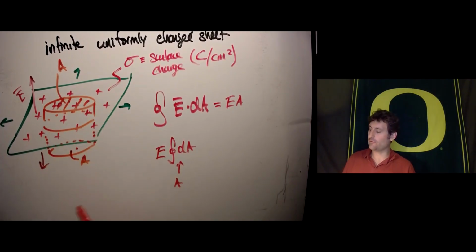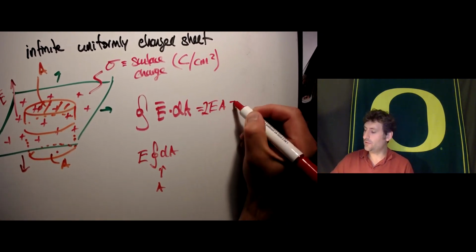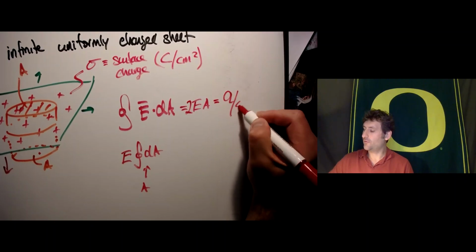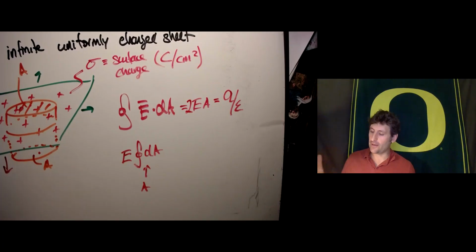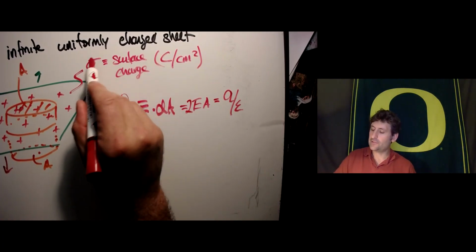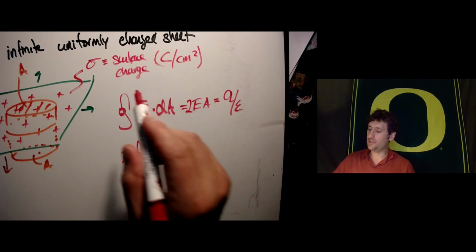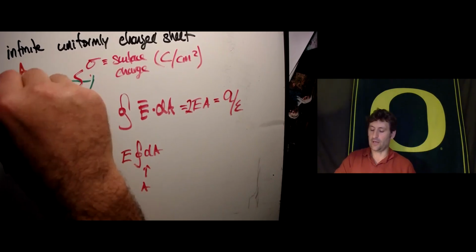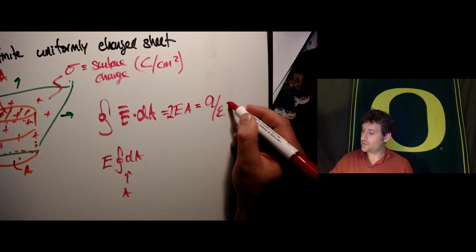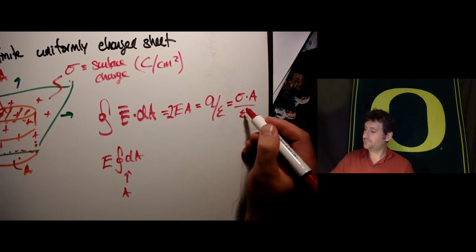So there's field lines going through both, so I better put a factor of 2 in there to account for the top and bottom. And that's just equal to, by Gauss's law, Q over epsilon, and Q is the charge enclosed. So how much charge is there? Well, I know I have some surface charge sigma, which is some coulombs per centimeter squared. So Q is just sigma times the area of the top of the circular area of the pillbox. So this is going to be equal to sigma times area over epsilon.